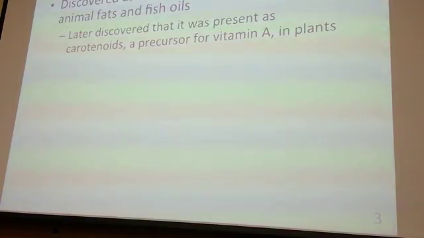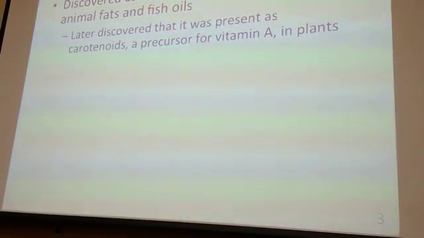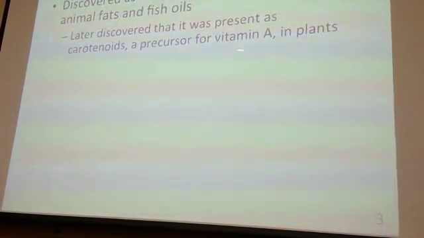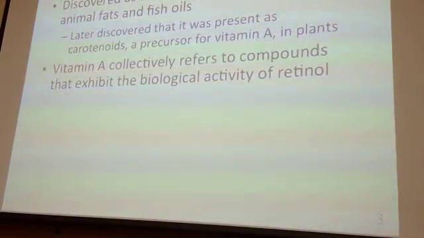So vitamin A was discovered as a fat-soluble factor present in animal fats and oils that was important for growth. And then it was later discovered that this was also present, at least in some forms, in plants, mainly as carotenoids, which are precursors for vitamin A. So collectively, vitamin A refers to many compounds that exhibit the biological activity of retinol. So this is a wide variety of compounds. Some of them are synthetic and some found in nature.